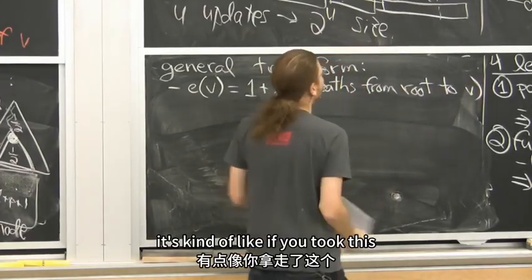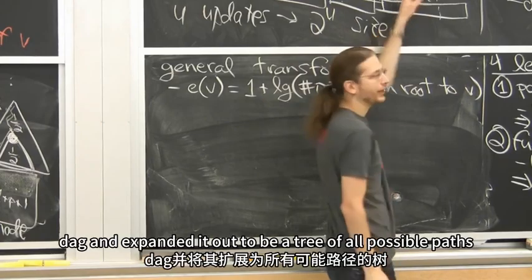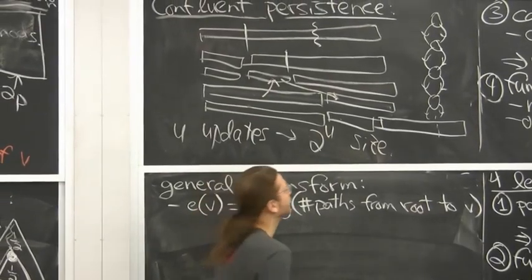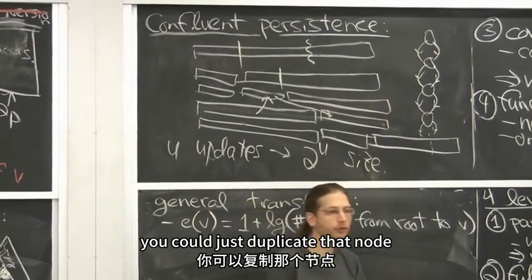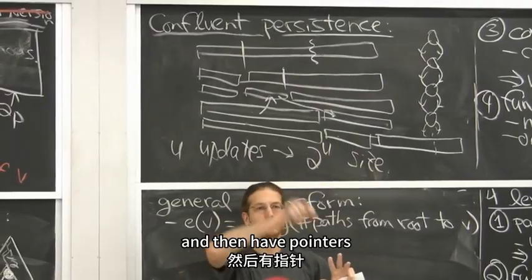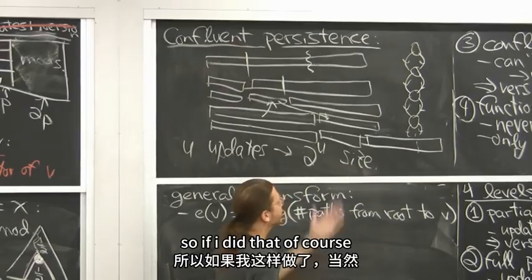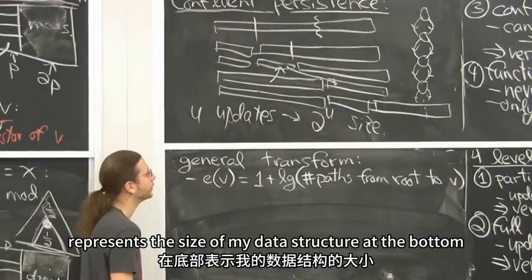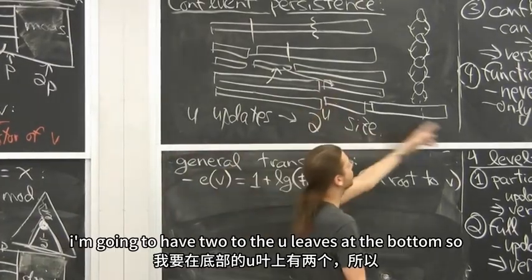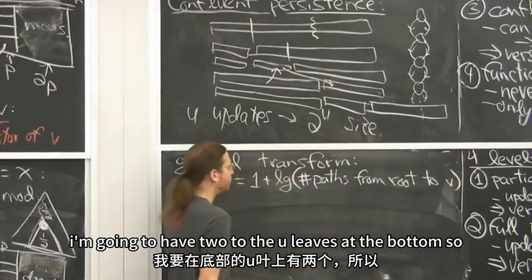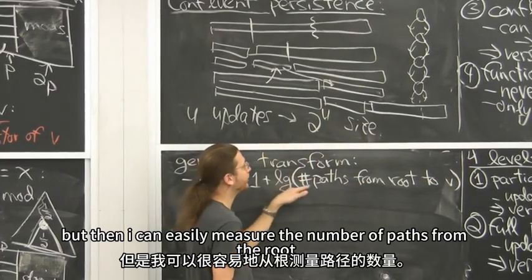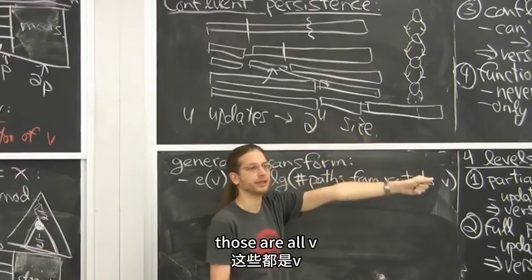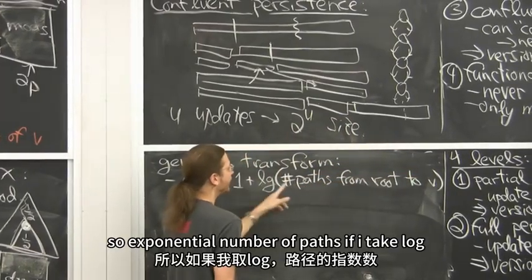It's kind of like if you took this DAG and expanded it out to be a tree of all possible paths. Instead of pointing to the same node, you could just duplicate that node and then have pointers left and right. If I did that, of course, the size grows exponentially. It explicitly represents the size of my data structure. At the bottom, if I have U things, I'm going to have 2 to the U leaves at the bottom. But then I can easily measure the number of paths from the root to the same version. At the bottom, I still label it, oh, those are all V. They're all the same version down there. So exponential number of paths.